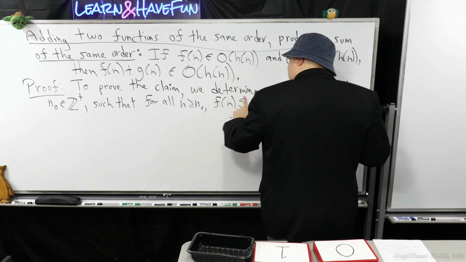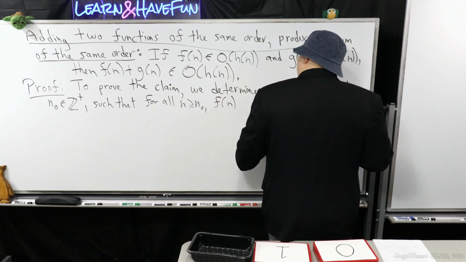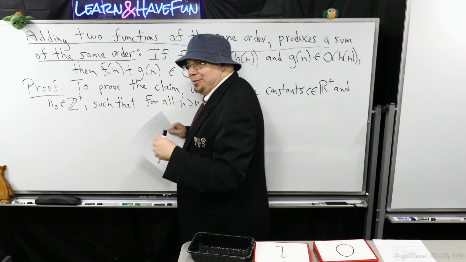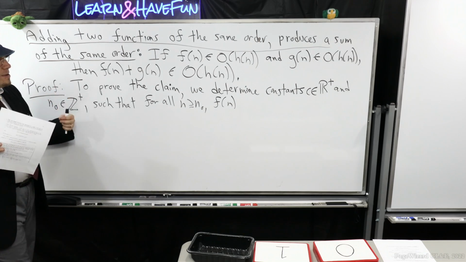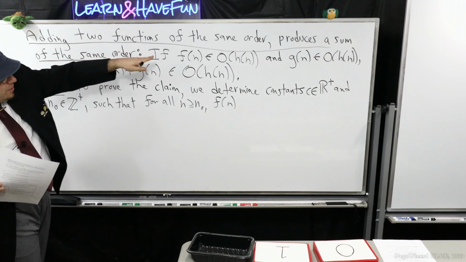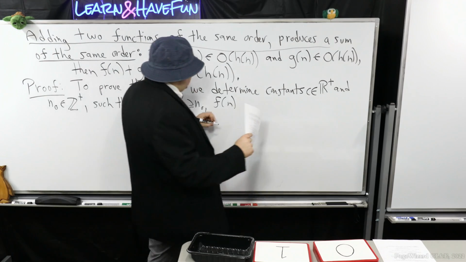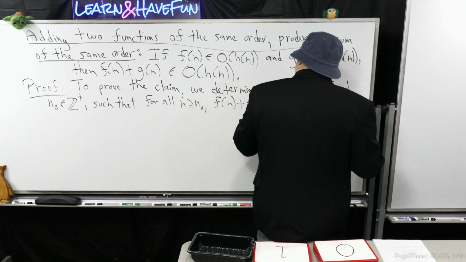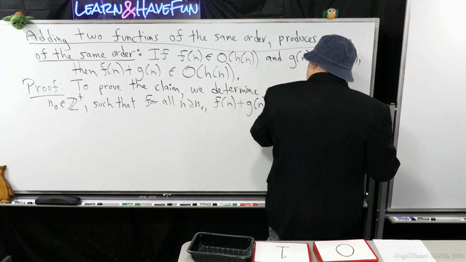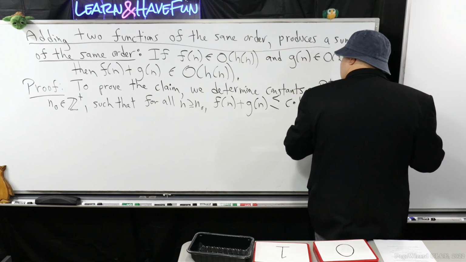Remember, we need to make sure we state clearly what we're actually trying to do. It's very easy to fall into the trap of just writing out what you're used to writing every single time for the big O definition. But remember, the claim isn't that. The claim is if we have those two things, then f of n plus g of n is less than or equal to c times h of n. That's what we're trying to prove given these two things.